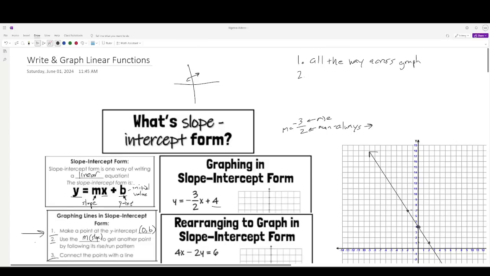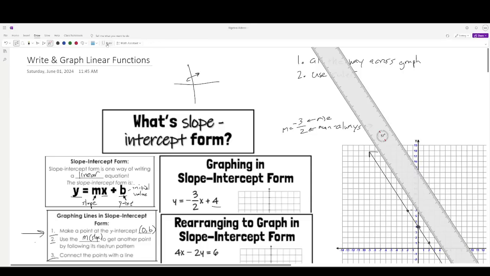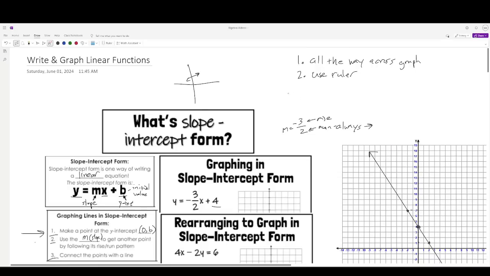Number 2 is always use a ruler, or if you're drawing on paper, like on a quiz, you can use the edge of your ID or your ID holder. It makes a nice straight edge. But in OneNote, you have a ruler right here, so toggle it on, tilt it to the right angle, and use it to connect your 2 points.